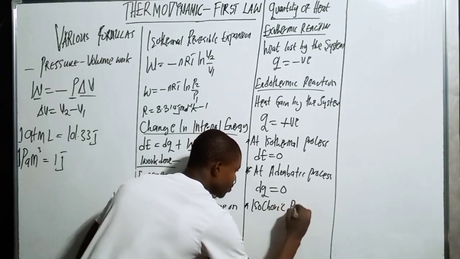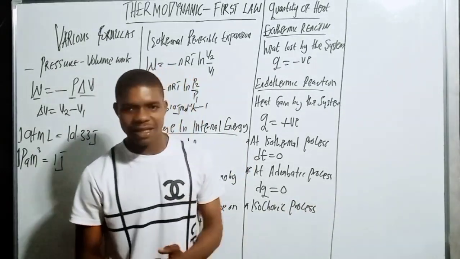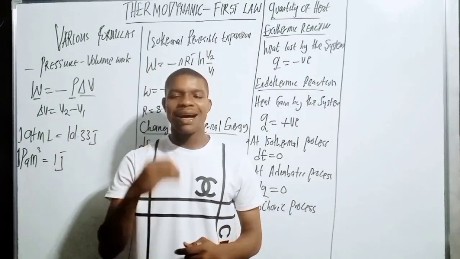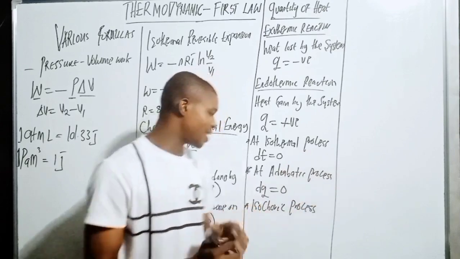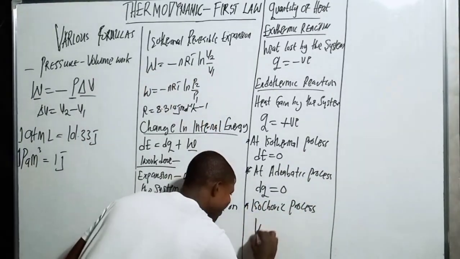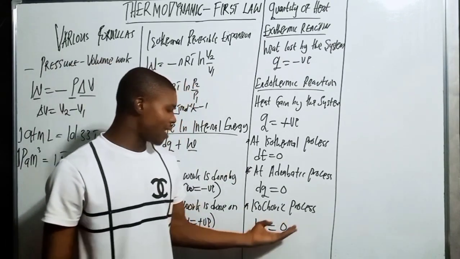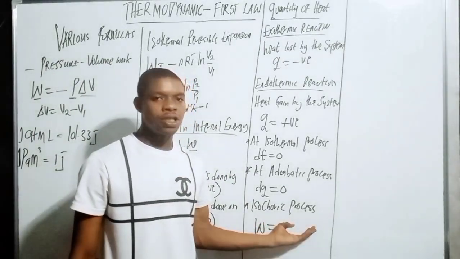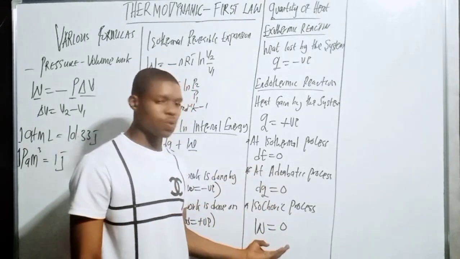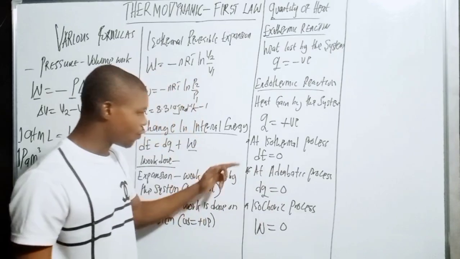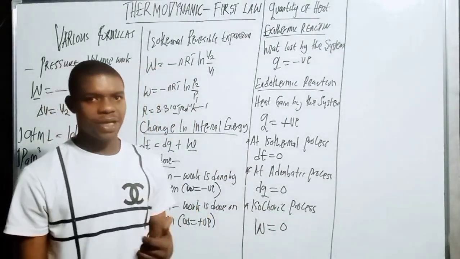Isochoric process. Now, we talk about isochoric process at constant volume. When there's no change in volume, then my W is equal to zero. So when the process occurs at constant volume, there's no change in volume, W is equal to zero. So taking note of 1, 2, 3 is very important because I always see them in the exam. Do you get that?